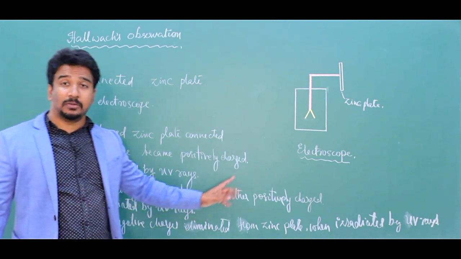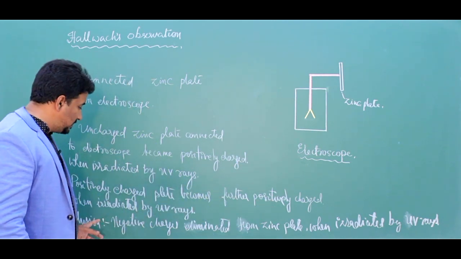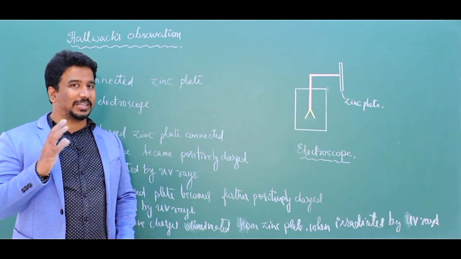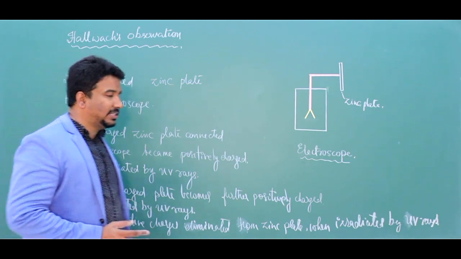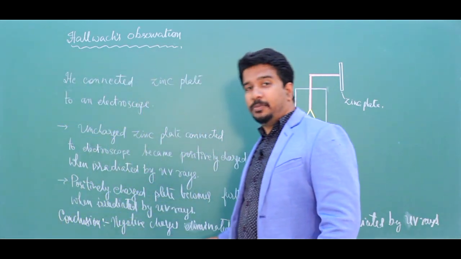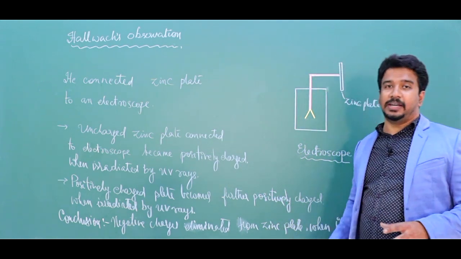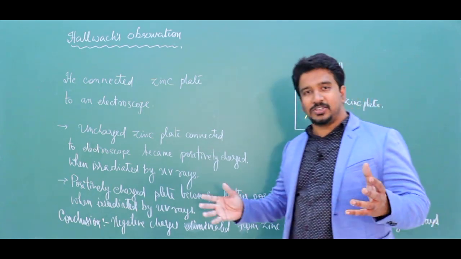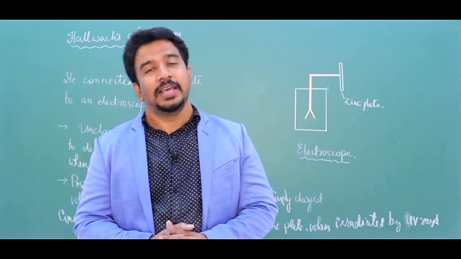Positively charged plate becomes more positively charged when it is irradiated by UV rays. What is the conclusion? So conclusion is this: negative charges are eliminated from zinc plate when it is irradiated by UV rays. That's all about Lennard's and Hallwachs experiment.